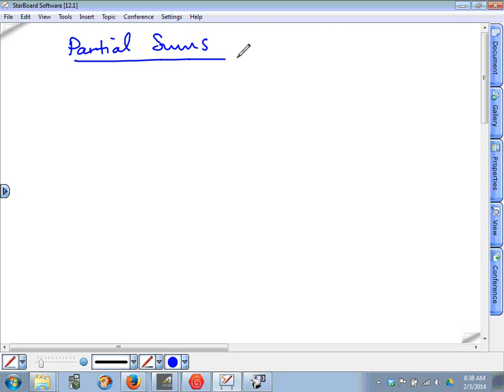So the notation here, S with a subscript of 1, that just means you add up the first term. If you only add up the first term, you're going to get the first term. Okay? And S with a subscript of 2 means you add up a sub 1 plus a sub 2. And S with a subscript of 3, you get the pattern, right? And so on and so on.